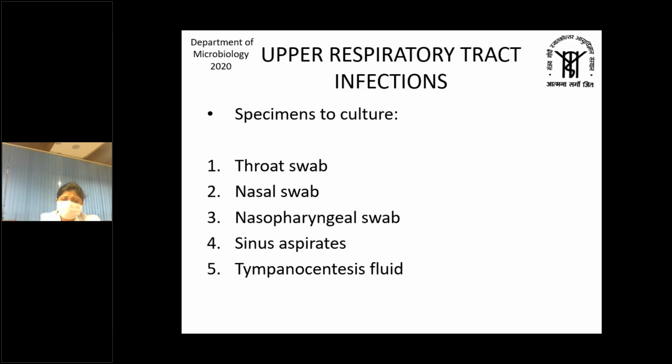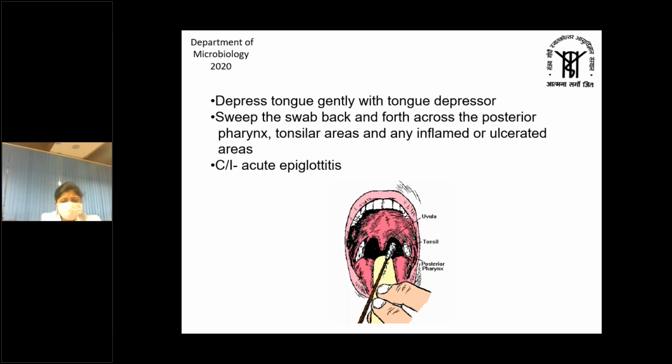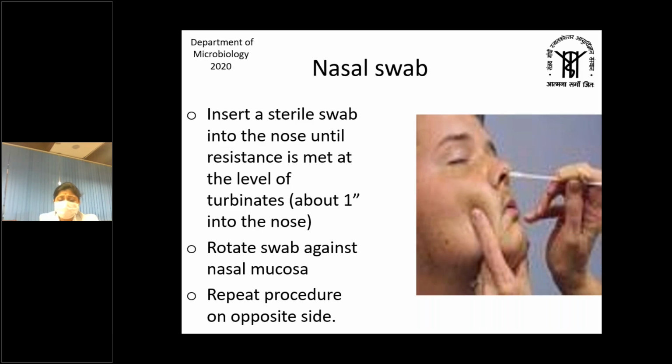Upper respiratory tract infection specimens to be cultured are throat swab, nasal swab, nasopharyngeal swab, sinus aspirates or tympanocentesis fluid. The most common ones are nasopharyngeal swab and throat swab, for which transport medium for the virus is available, and these are the various kinds of swabs or kits available. I won't go into the technique of throat swab collection. However, you can depress the tongue and sweep the swab completely across the tonsillar areas and any inflamed areas. After a thorough sweep, withdraw it and send it for culture.